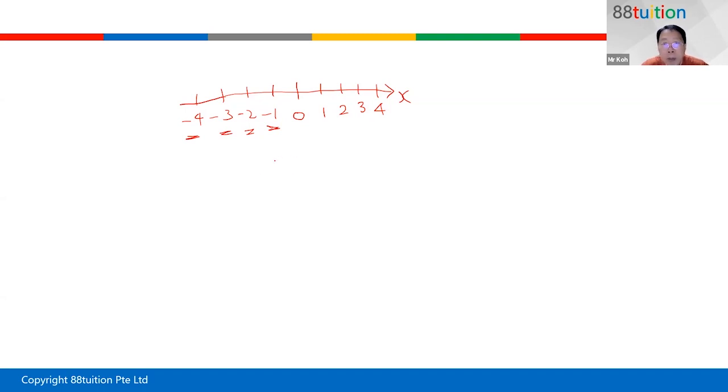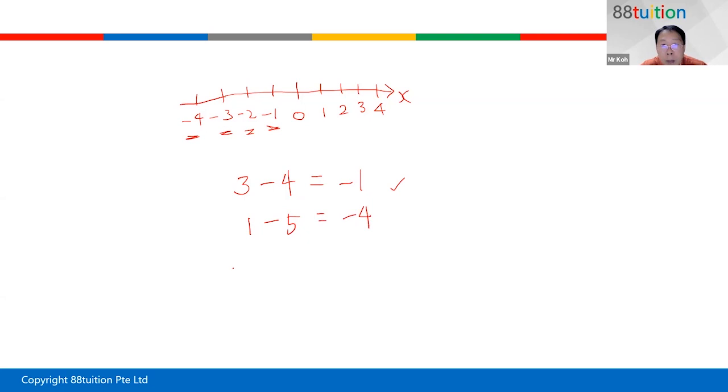So I give you an example. Let's say 3 minus 4. What will 3 minus 4 be? Any idea? -1. -1, very good. Okay, what about 1 minus 5? What do you get? -4. -4, very good.